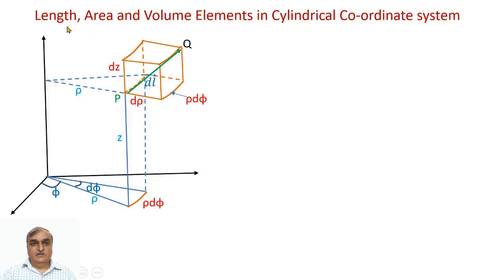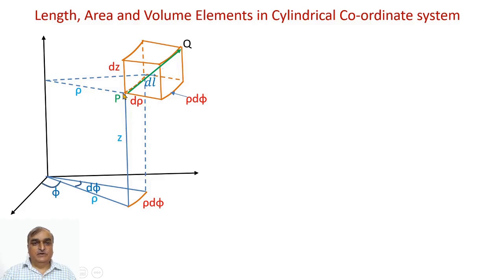Let us derive the length, area, and volume element in cylindrical coordinate system. We have already studied these cylindrical coordinates rho, phi, and z. Rho is the distance of point P from z axis. Phi: if we draw a foot perpendicular from point P on xy plane, then the angle made by this line with the x-axis is the phi coordinate, and the distance of point P along z axis is the z coordinate.